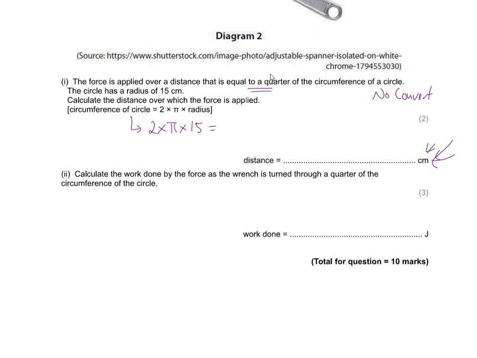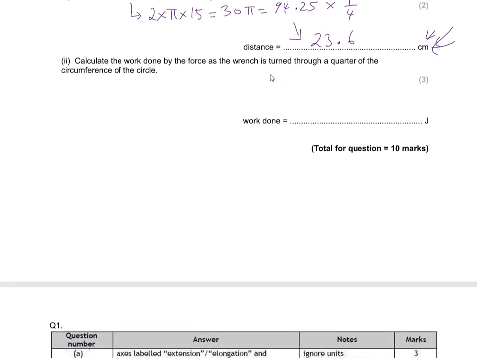So therefore, I'll end up with 30 pi, which I need in decimal. Now, this is a quarter, so therefore I need to multiply this by 1/4 to give me the answer. So, 3.6. There we go. Now I have the work done.